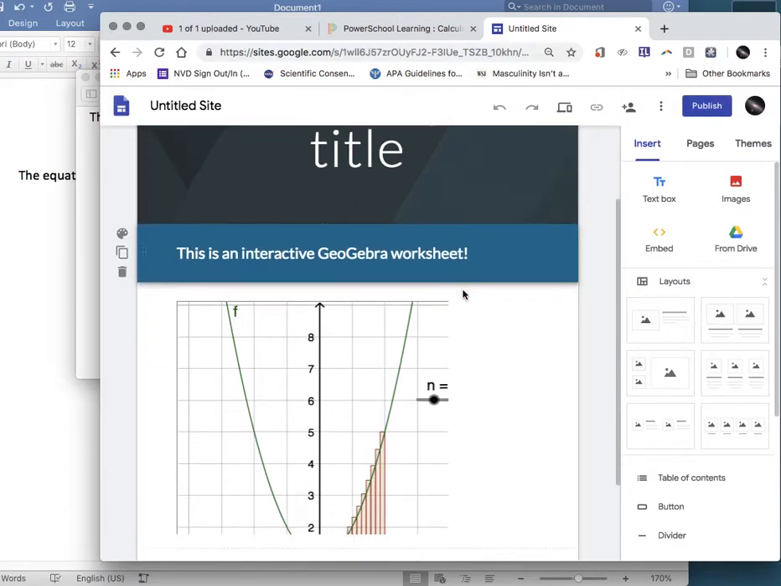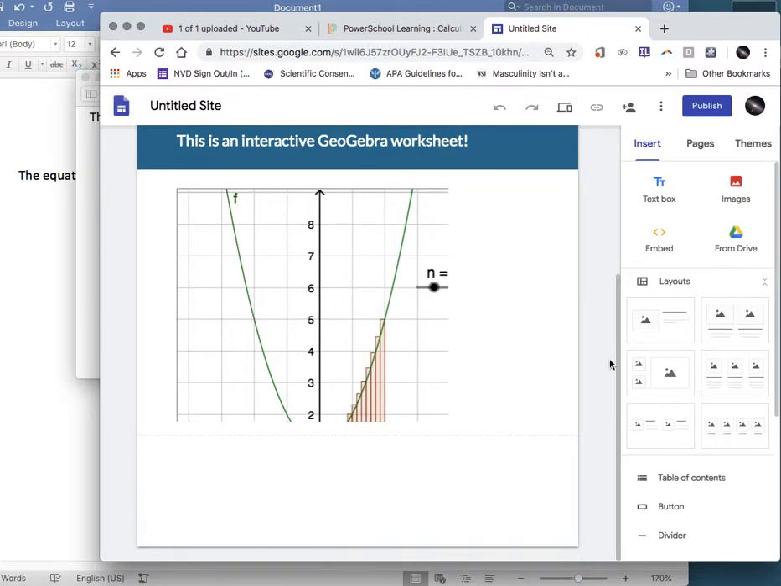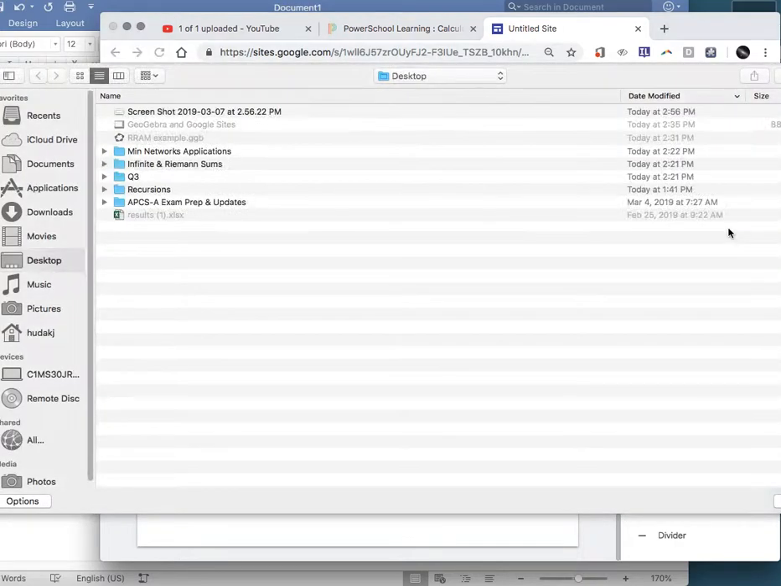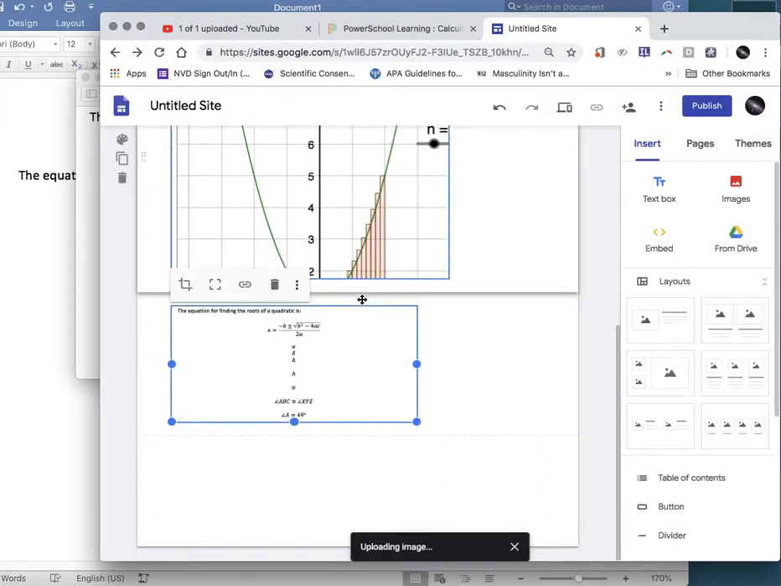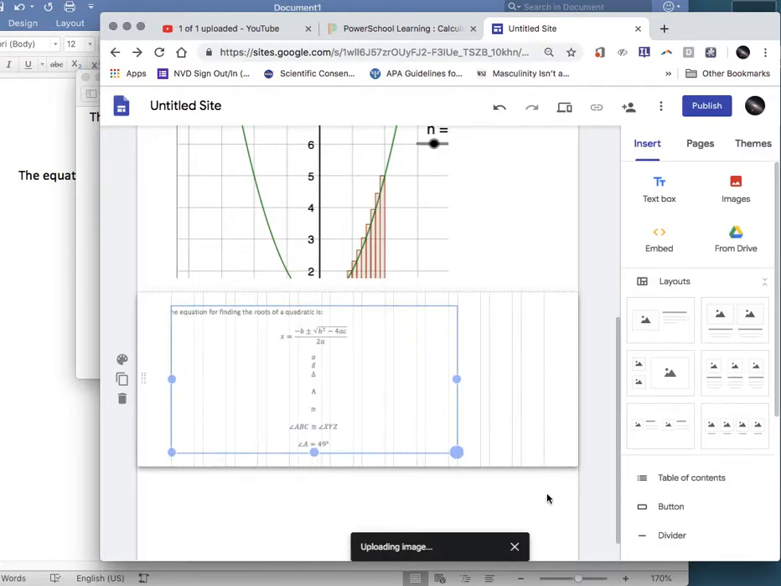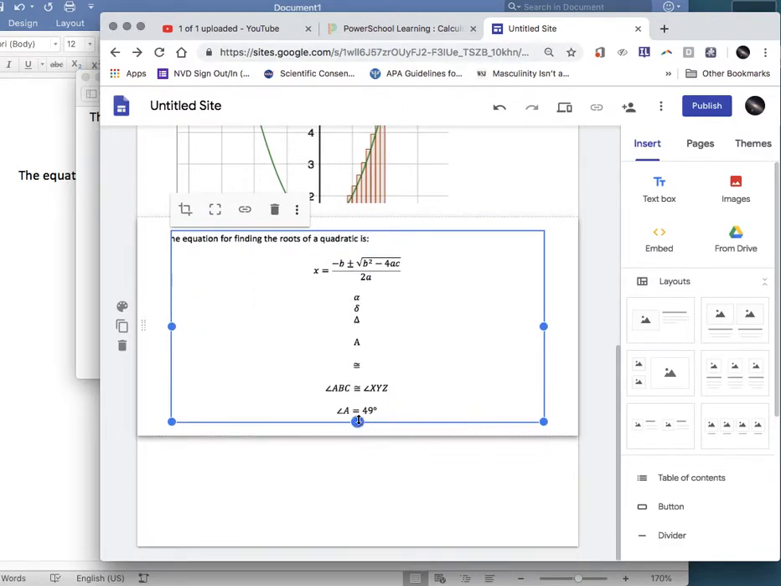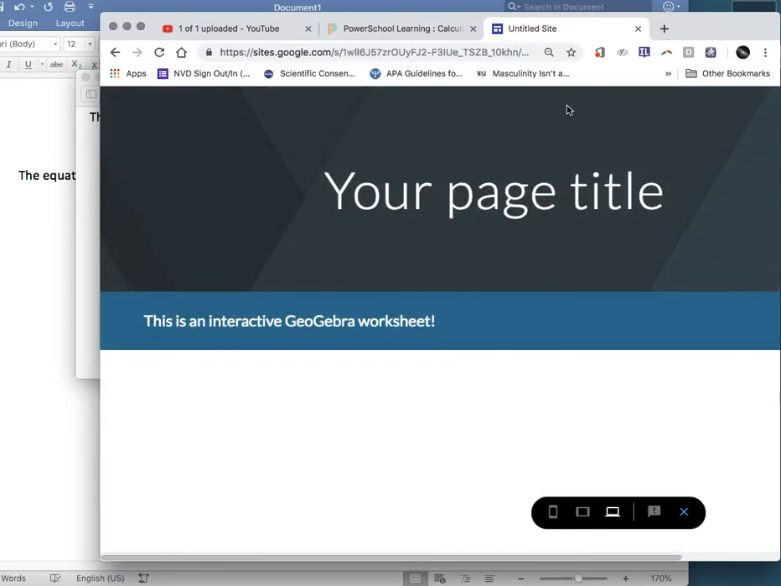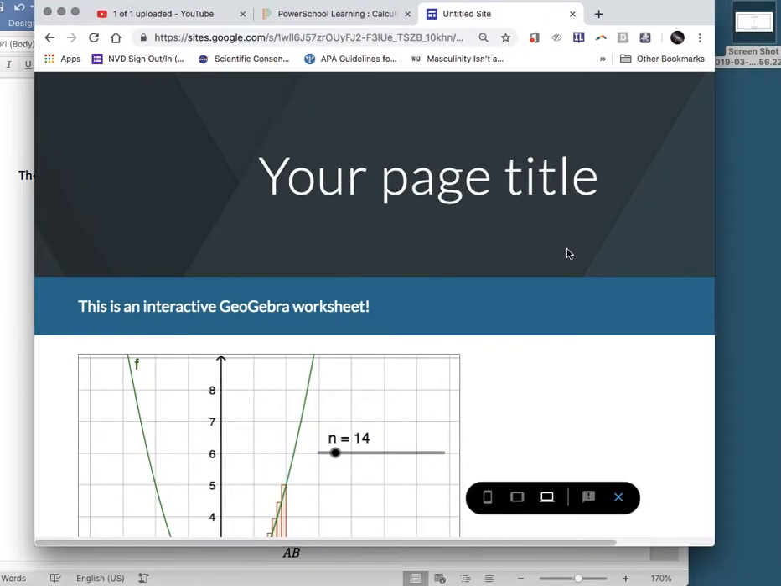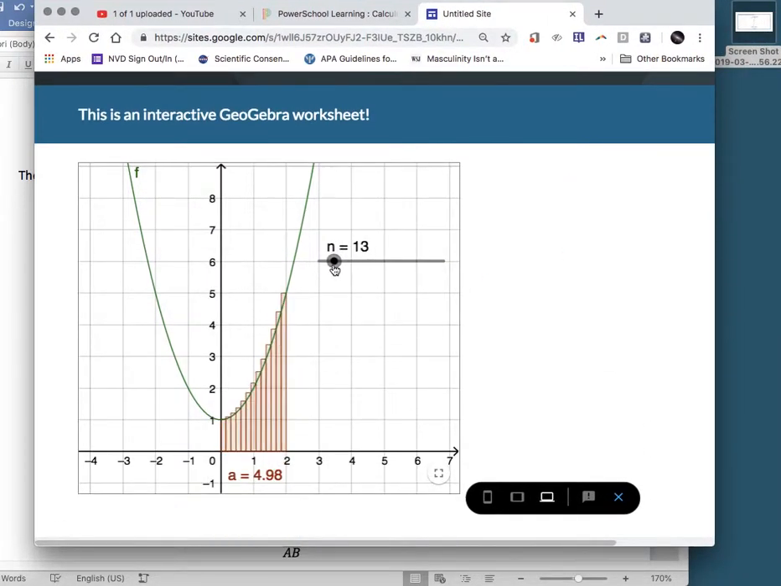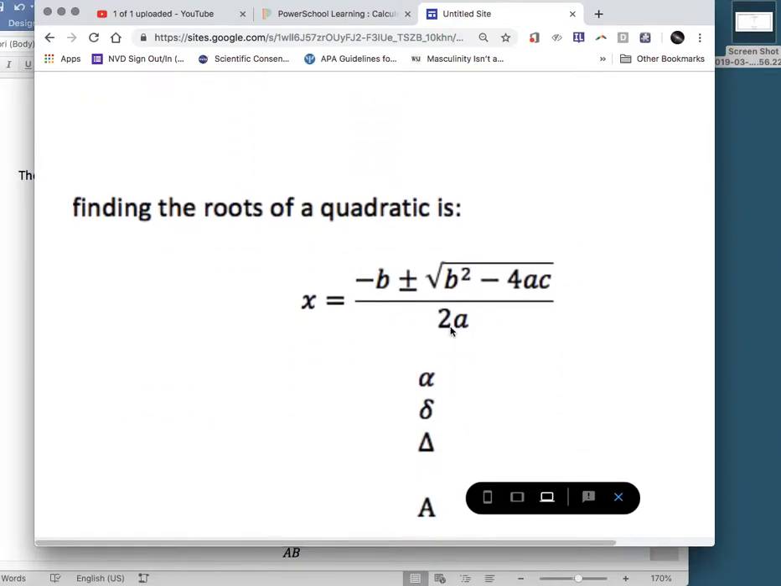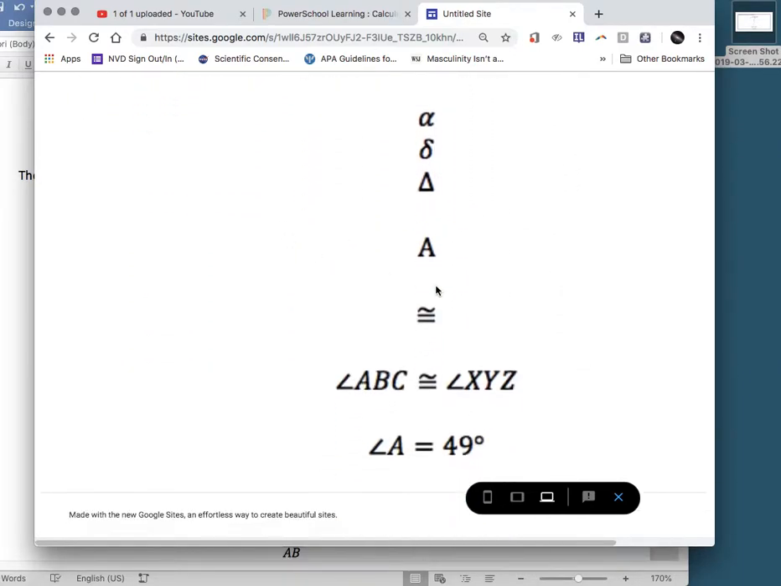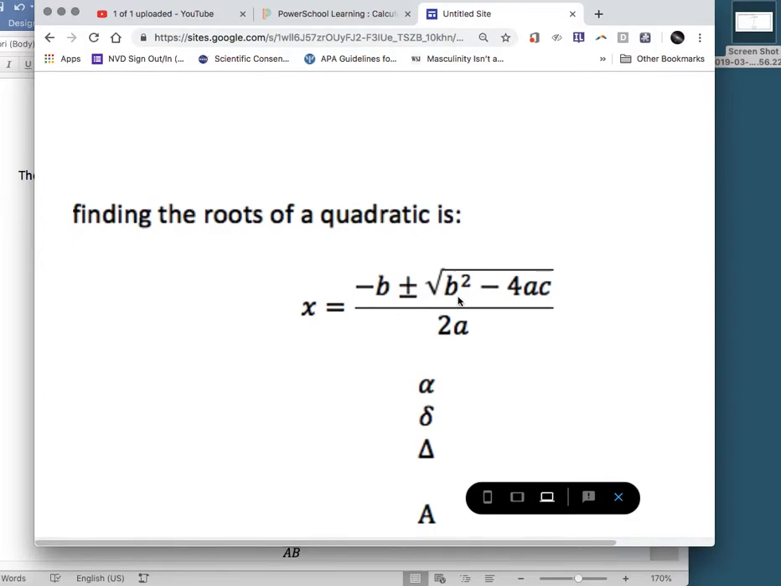So in my previous video, I had put an interactive GeoGebra web page in here. Now underneath, I'm going to add an image because I had screenshot my math as an image. And now I can resize it so that it fits in here. And we can come up to preview to see what it looks like on the website. So this is the interactive GeoGebra page I had made in another video. And now this is the screenshot of the mathematics that I typed up in Word.